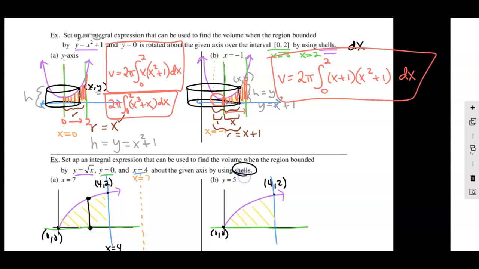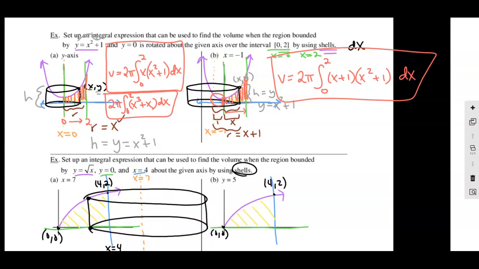Always have to have, right? It told me to use shells. That means I needed a parallel slice. And since my axis was vertical, my slice has to be vertical. So here we go. Top part revolves around, bottom part revolves around. There we go. We've got that pretty big cylindrical shell. And then we have to figure out what's the radius of it and what's the height of it. But again, that point, that was just an arbitrary x, y point. And so let's now figure out what is the r, what is the h, and then we'll set it up.